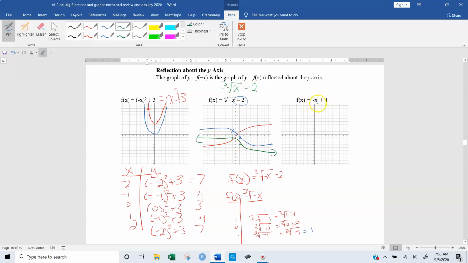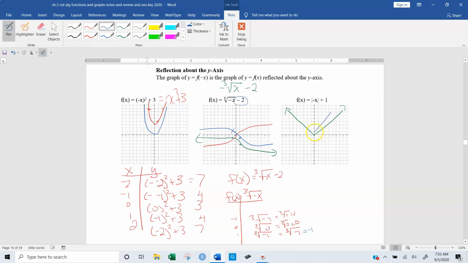Okay, absolute value of negative x plus 1. All right, technically that reflects over the y, but if you look at it, so this is your parent, if it will draw. Okay, when I take the absolute value of negative x, I get the x value, right? So now this thing is reflecting back and forth. So when I do this plus 1, it just moves this thing up 1. So now your new graph is here.